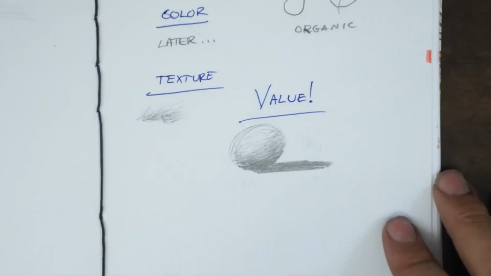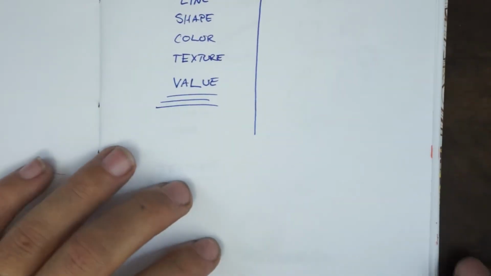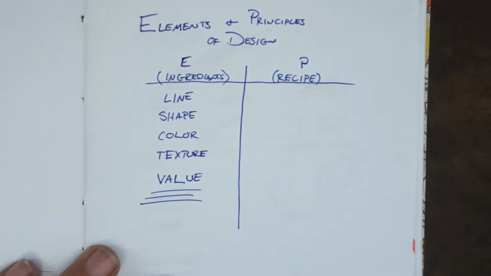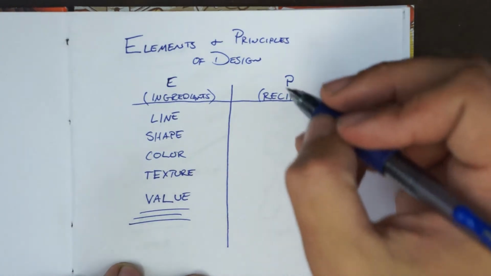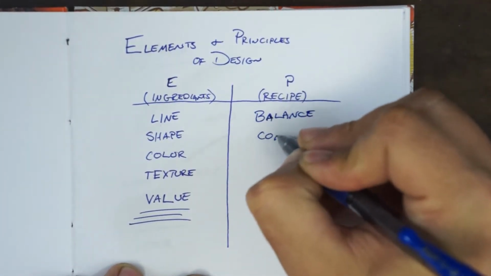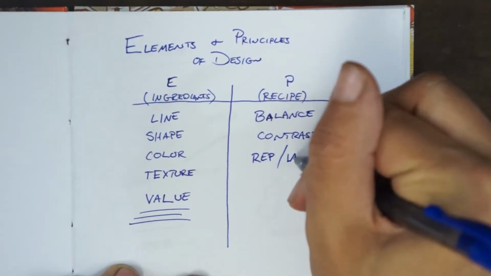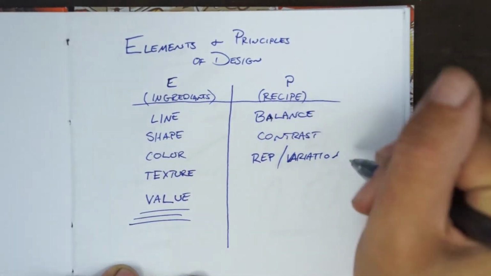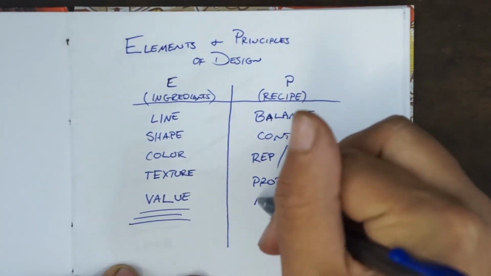Okay, that covers the elements, or the ingredients of our design. Now for the principles, or the recipes that we follow. Again, I've chosen my favorite from a long list. Balance, contrast, repetition and variation kind of go hand in hand, proportion and movement.